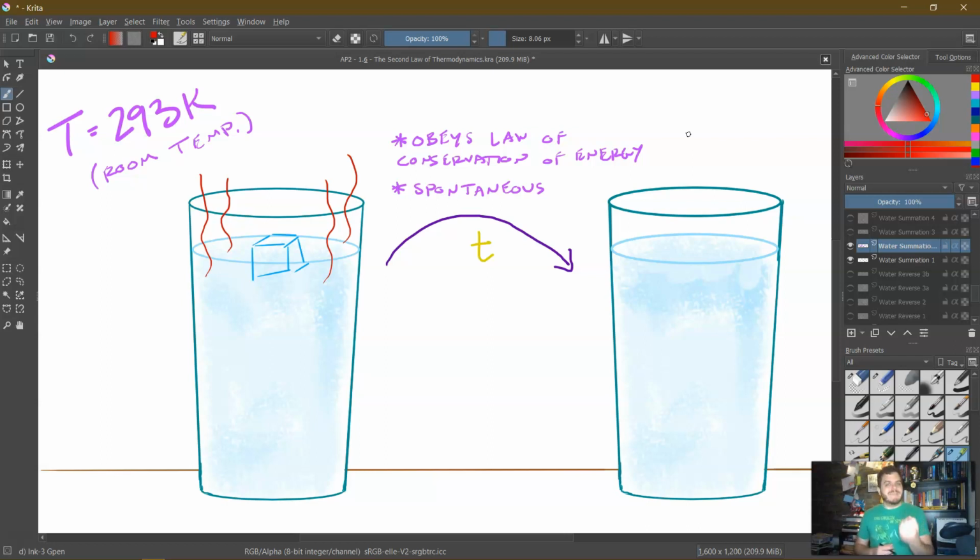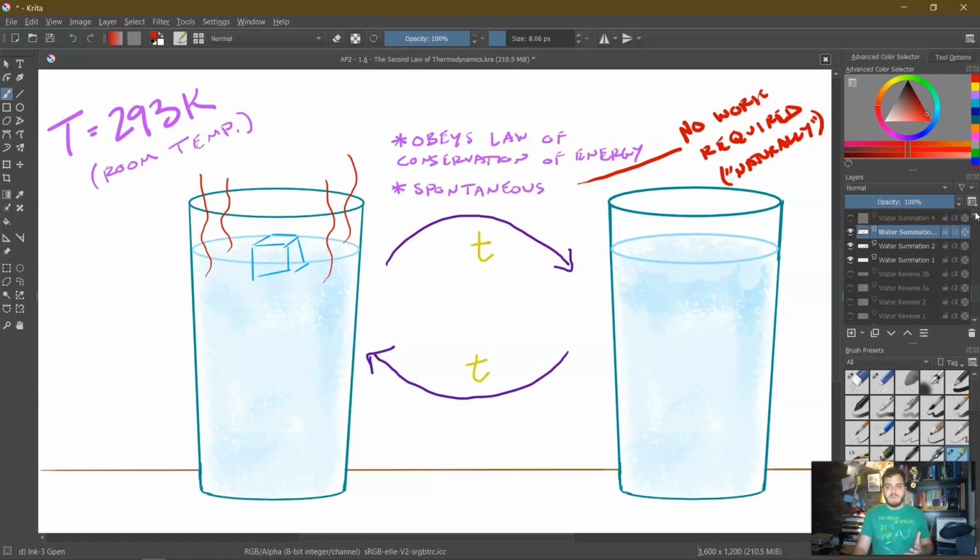And this is a spontaneous process. And remember, what we mean by spontaneous is simply that no work on our part or anyone's part is required for this to happen. In other words, it just naturally happens. If you put an ice cube in hot water, it naturally goes to this more equalized state. It's not very complicated. However, what if we go in the reverse direction?